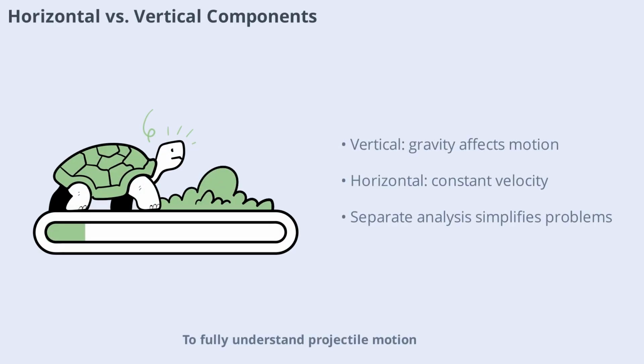To fully understand projectile motion, we need to analyze its horizontal and vertical components separately. The vertical component is affected by gravity, causing the object to accelerate downward. In contrast, the horizontal component remains unaffected by gravity, maintaining a constant velocity unless air resistance is significant. This separation helps us predict how far a projectile will travel and how high it will go. By breaking down motion into these two directions, we can solve complex problems with simple equations, making it easier to understand and apply in real-world scenarios.